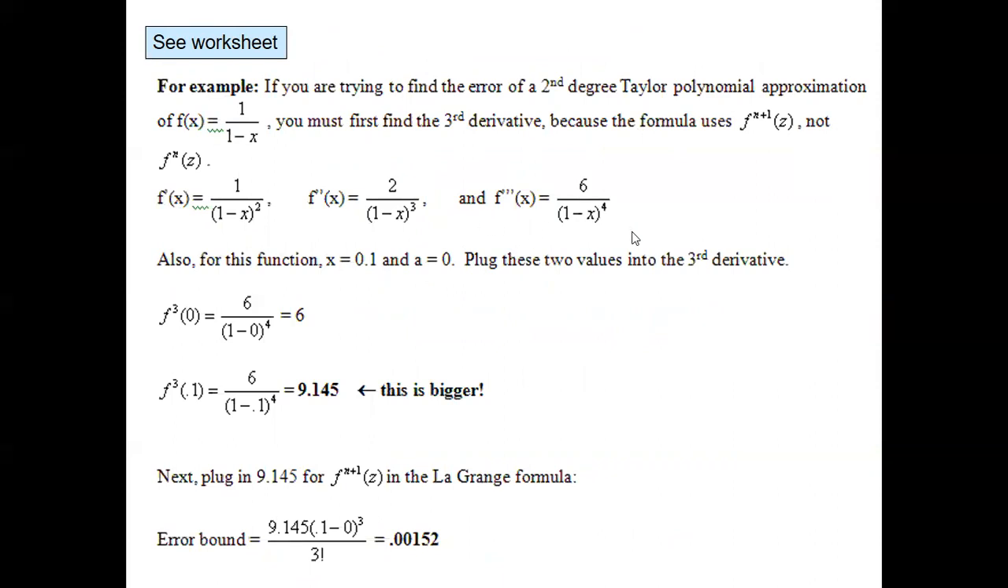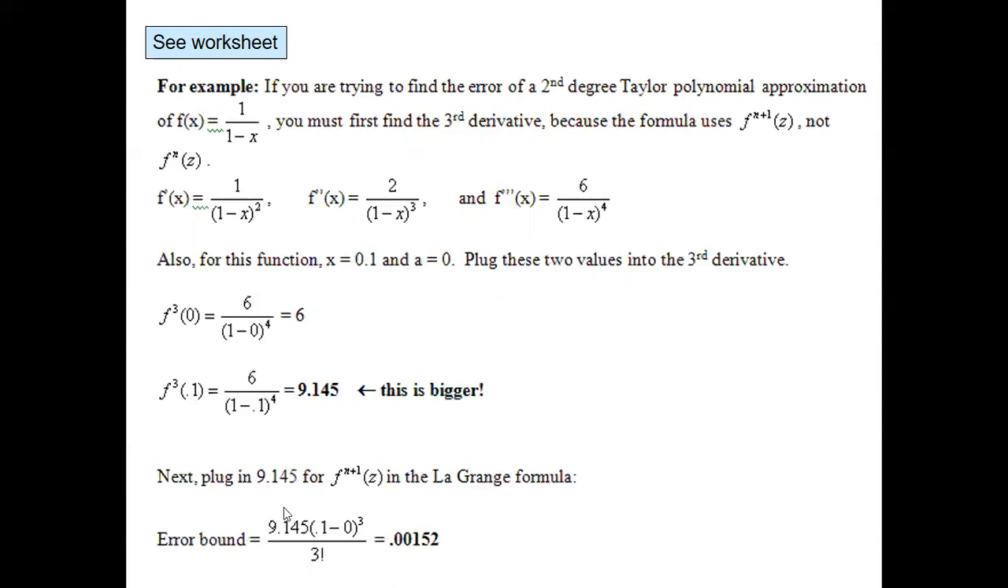There's my 3rd derivative coming out here. It hasn't been mentioned yet, but we're going to do our approximation at 0.1. We're centered at 0. And we're going to then see what's the maximum that this 3rd derivative could possibly be. So the 3rd derivative at 0 is 6. The 3rd derivative at 0.1 is 9.145. So that's a bigger value. That's the biggest that my 3rd derivative could possibly be.